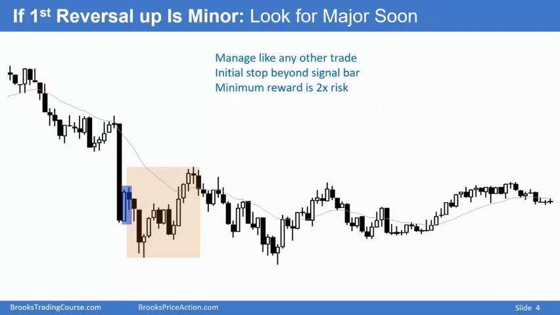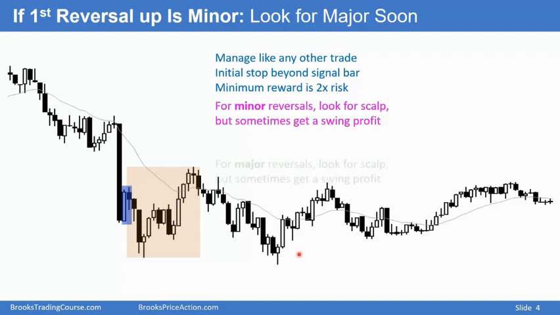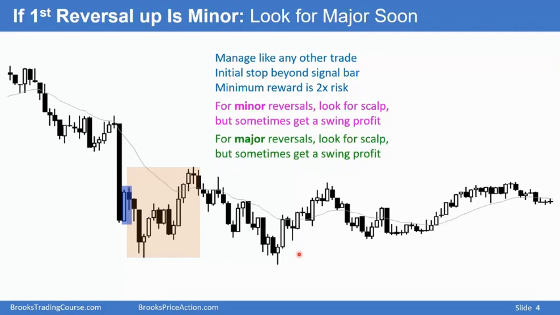You manage the trade just like any other trade. If you're buying what you think might be a minor reversal, you're only looking for a scalp. A major reversal means you're looking for a swing trade in the opposite direction, or a trend. Therefore, when you buy a reversal that you think might be minor, in general, it's better to be looking for a scalp. A major reversal, you can look for a scalp, but it's usually better to be looking for a swing profit, or at least to swing part of your position.